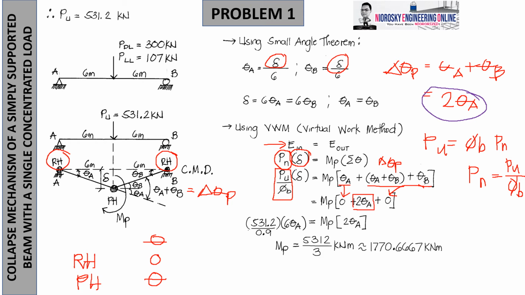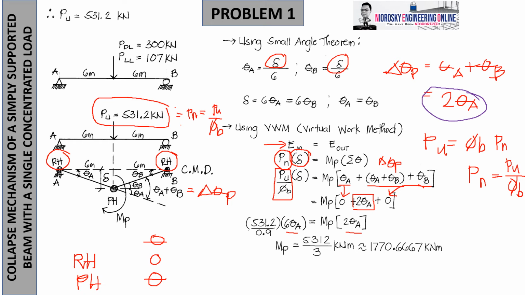Okay? So, therefore, notice that our ultimate load is 531.2. O so, pwede mo na computein actually. Yung PN dito pa lang, pwede mo na ilagay. But of course, for clarity, nilagay ko lang na sa equation. So, that's why it is 531.2 over 0.9. Okay, times 6. Okay, why did I choose 6 theta A? Kasi sa kabila, you will notice that MP is a function of theta sub A.